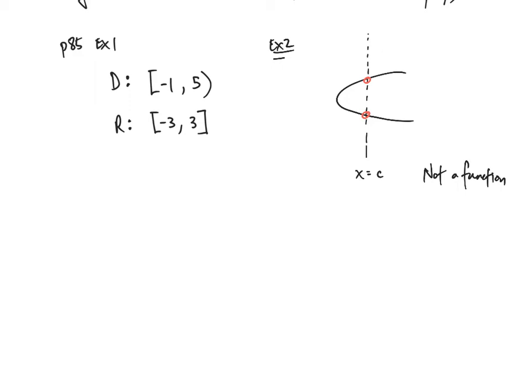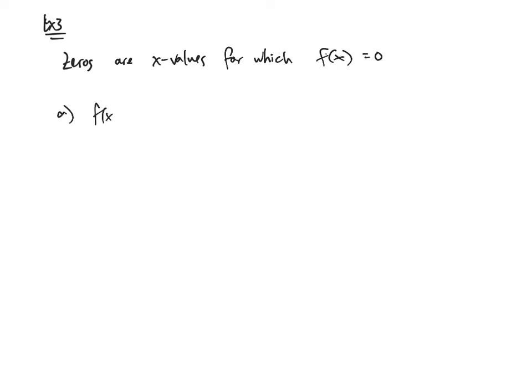All right, next we will talk about zeros of a function. So when we talk about zeros, zeros are x values for which the function is equal to 0. Okay, so finding zeros is actually fairly simple. If this is your function, then to find the zeros, you would set the function equal to 0 and figure out what x value or values makes that function equal 0.